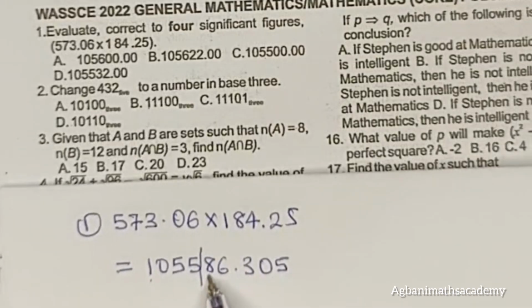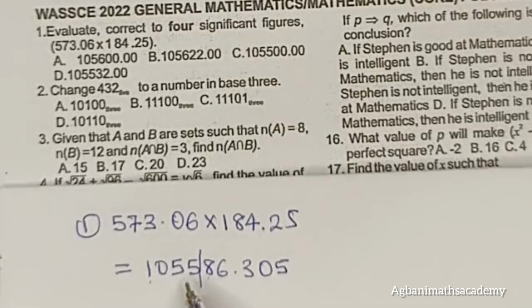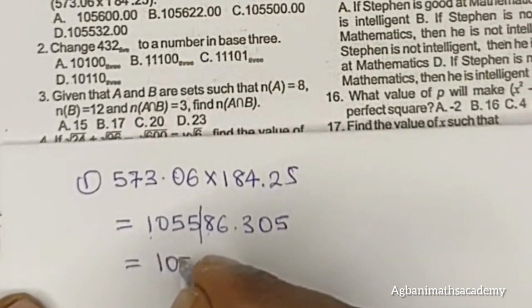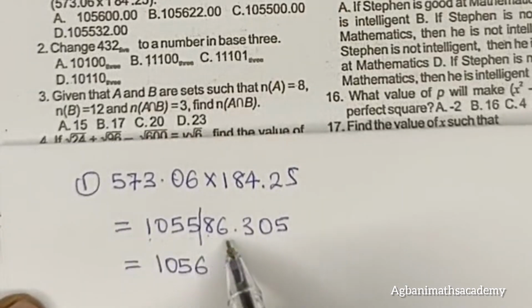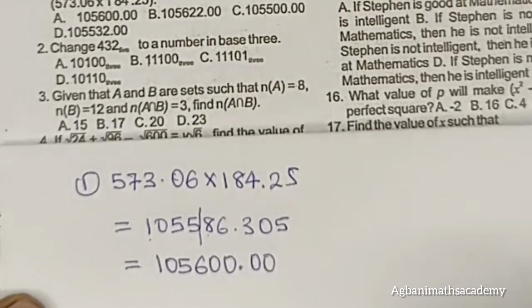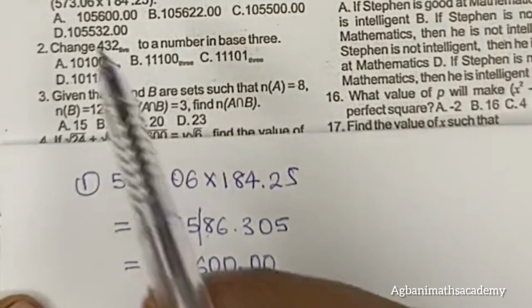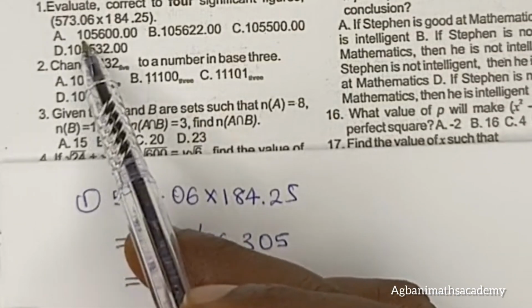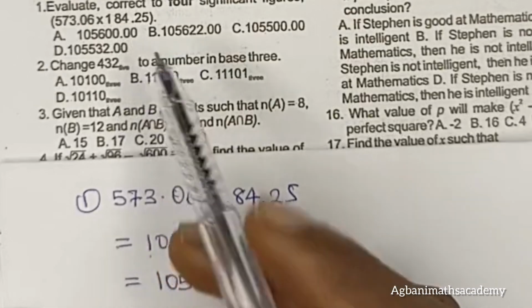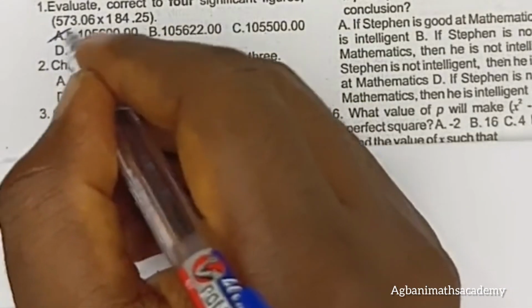So once we get the first four numbers, we separate them. But this 8 here is bigger than 5. So since 8 is bigger than 5, we're going to add 1 to 5. So this will give us 1056. And then every other number behind is going to become 0. So our answer is 105,600. So looking at the options we have here, we have A, 105,600. So our answer here is A.